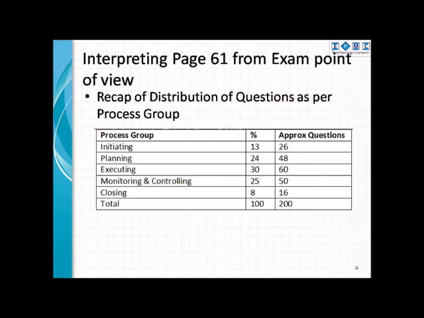First, let's recap the distribution of questions as per process group in the final PMP examination. The table of process group versus percentage of questions and approximately how many questions may come on each process group in the final PMP examination is depicted on your screen.